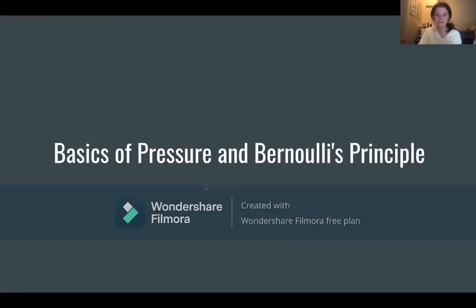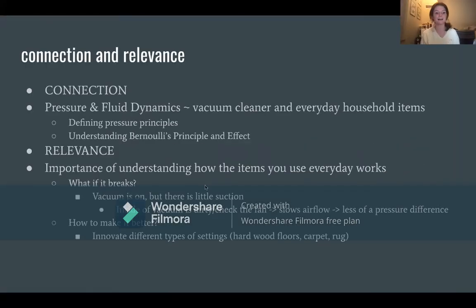If I go back to my slides, the connection that I made during class is, well, the topic was pressure and fluid dynamics, and that's very applicable to vacuum cleaners and everyday household items which we talked about in class, like straws or suction cups. What you need to understand to make this connection is the pressure principles and exactly what is pressure, and also understanding Bernoulli's effect or principle.